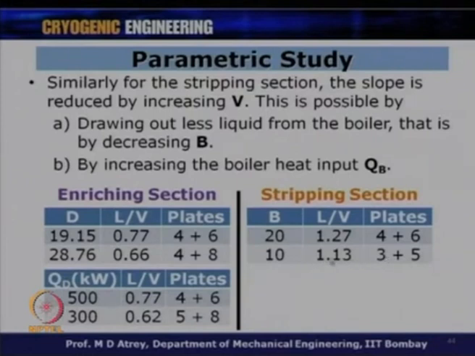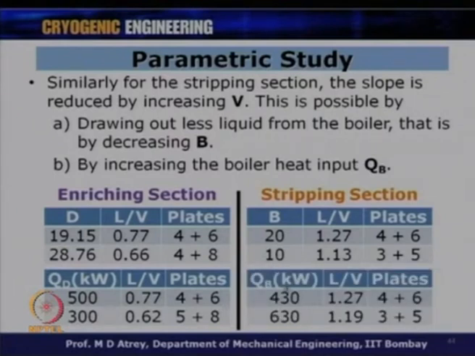That means, if you decrease the stripping section slope, the stripping line moves towards the y is equal to x line. It goes away from the equilibrium curve, which results in the decrease of plates in case of the stripping section. All right. Similarly, what I could do is increase the value of QB, that means increase the amount of heat to be given, which will increase V and therefore L by V decreases. So, if I increase the QB from 430 to 630, my L by V decreases from 1.27 to 1.19. Again, this moves the line towards the y is equal to x line, away from the equilibrium curve, and therefore, the number of plates gets reduced from 10 to 8.